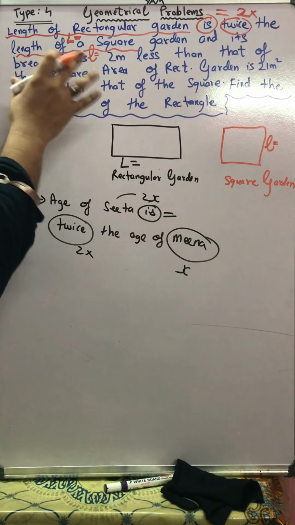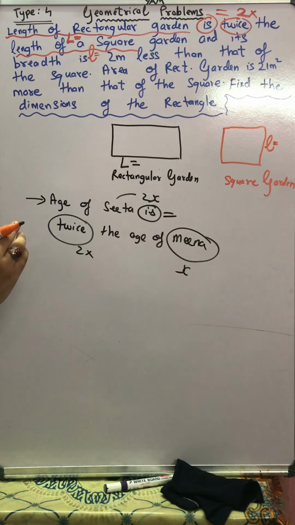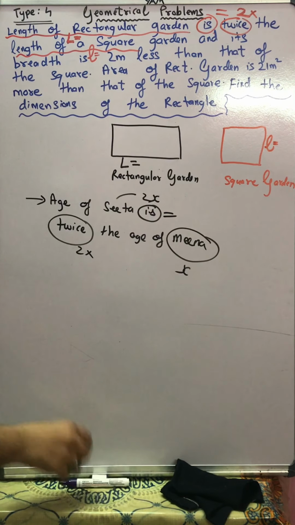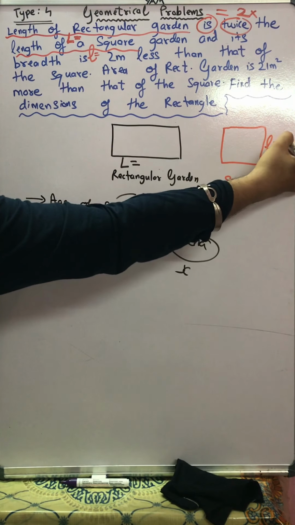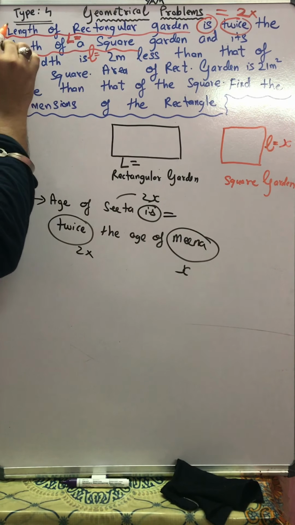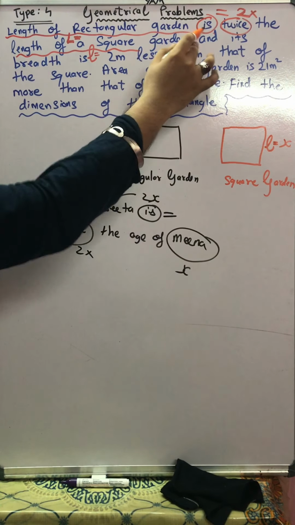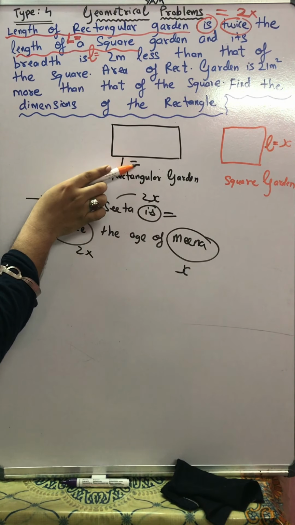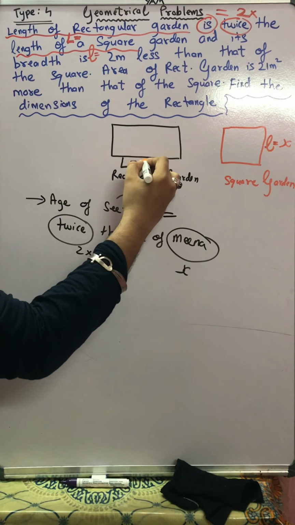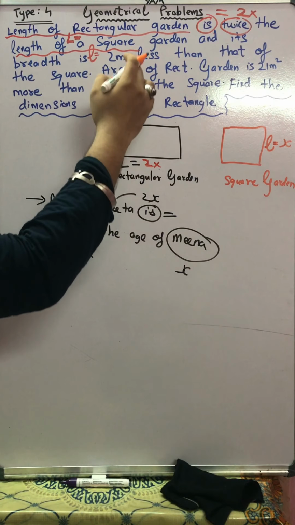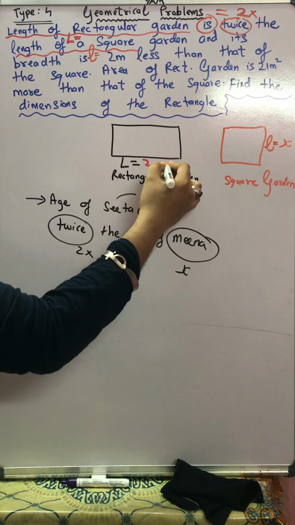So can I say the length of the rectangle depends on the length of the square? Because it is twice the length of the square. So I will say, let the length of the square be x. Now let's read once again. The length of the rectangular garden, I suppose with capital L, is twice, so 2 multiply the length of the square. The length of the square we have supposed as x, so this becomes 2x.